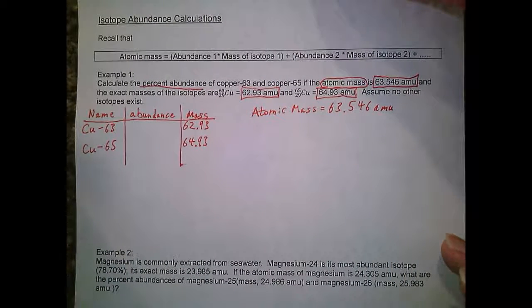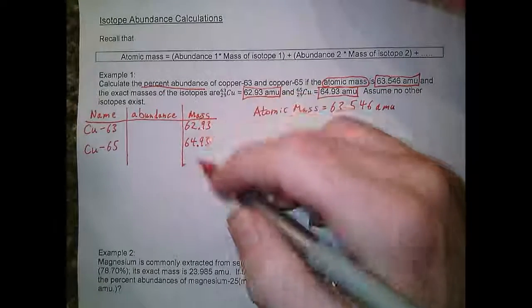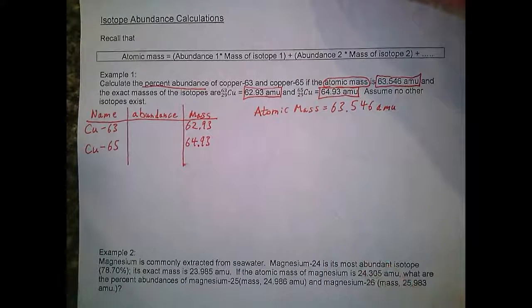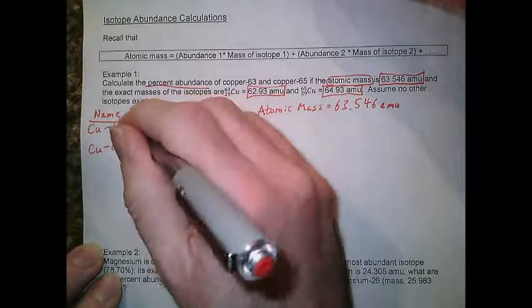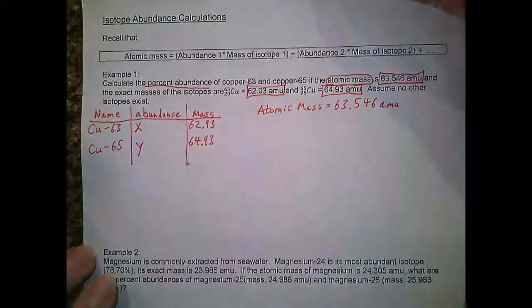All right, that's great. I've got my atomic mass and my mass numbers. The part I'm missing is abundance 1 and abundance 2. Those are the things I don't know. They're two different things. We don't know if they're the same or not. Probably not. So we're going to call them X, that's our first unknown, and the other one is Y.